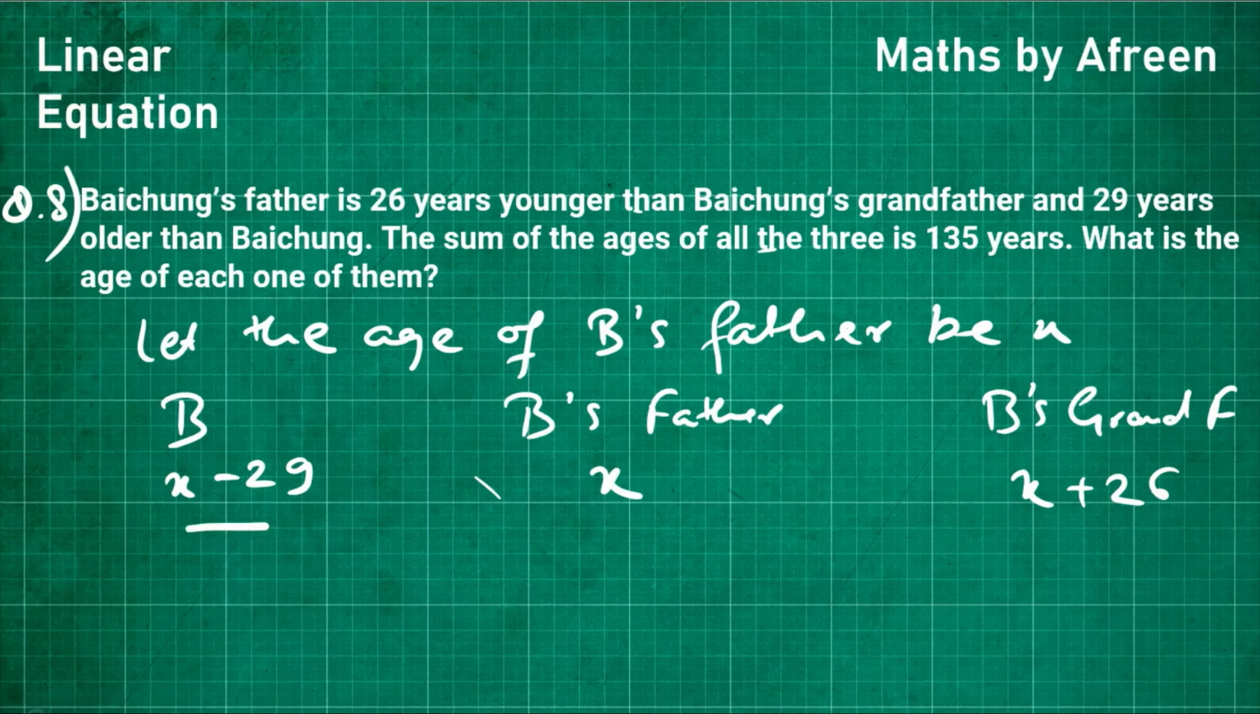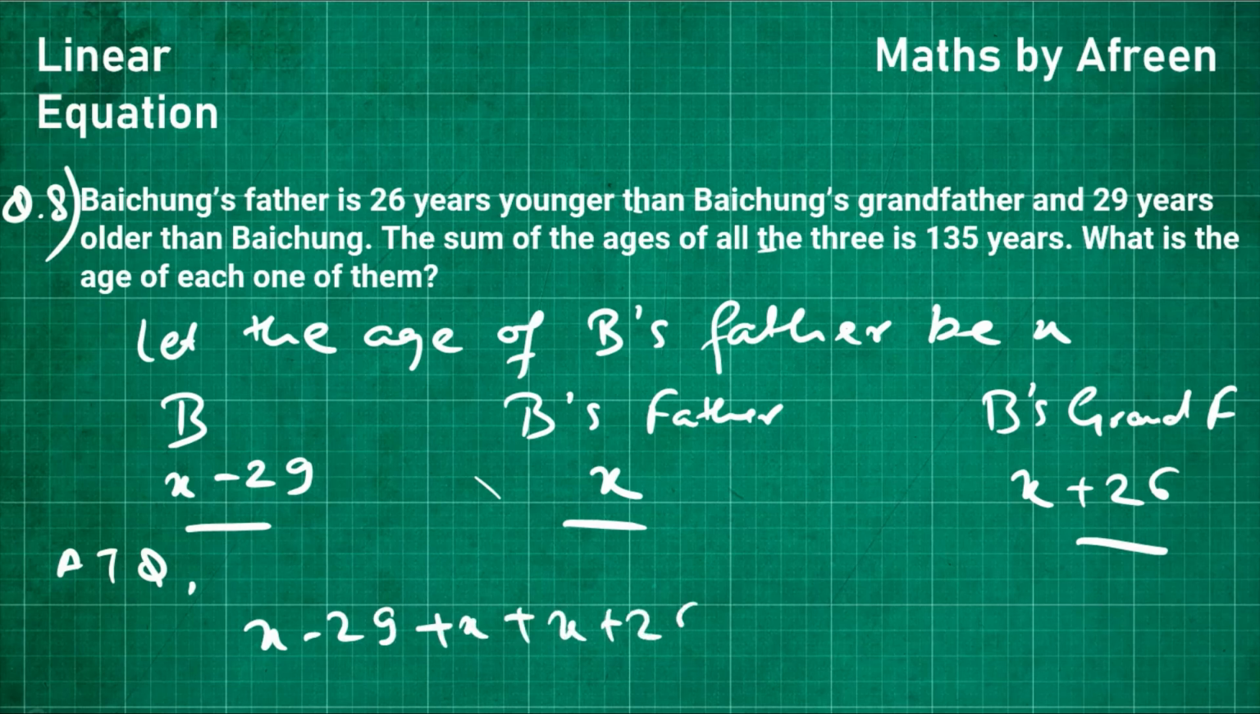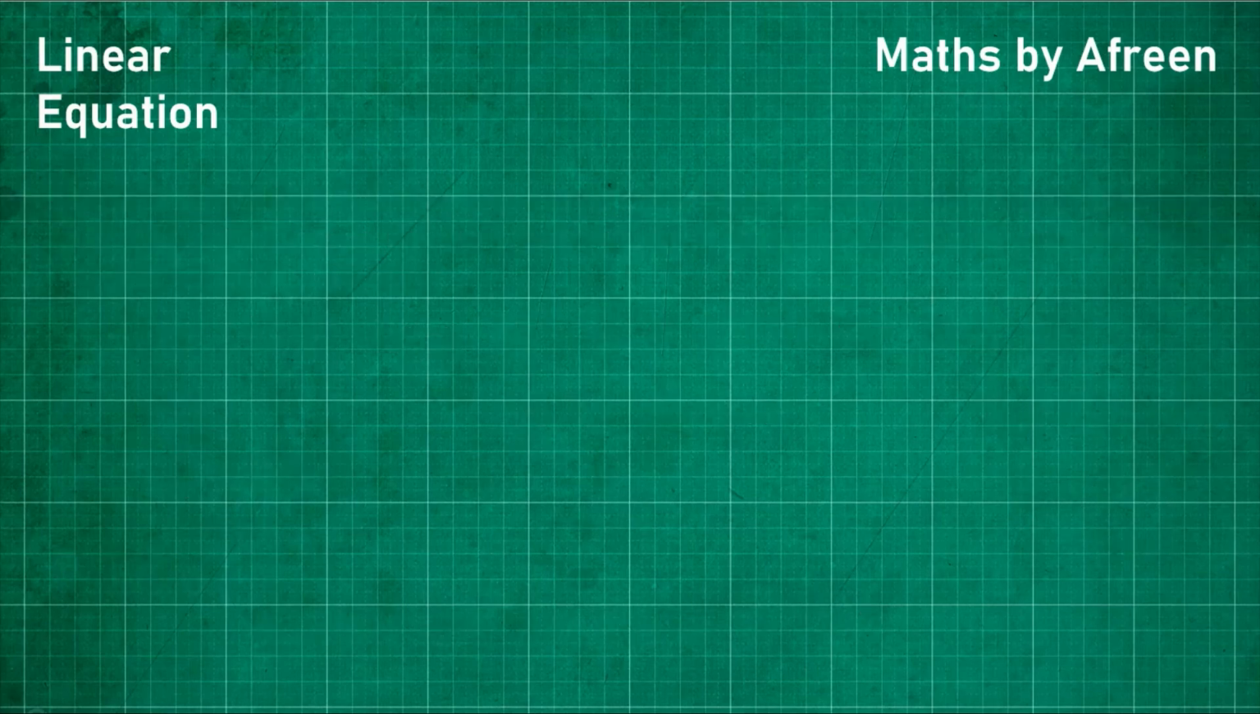Now according to the question, the sum of the ages of all three, sum of the ages means add these three, adds up to 135. That means ATQ, according to the question, x minus 29 plus x plus 26 will be equal to 135. This x will be 3x, and minus 29 plus 26 will be minus 3. I will write this in the next slide. 3x minus 3 will be equal to 135.